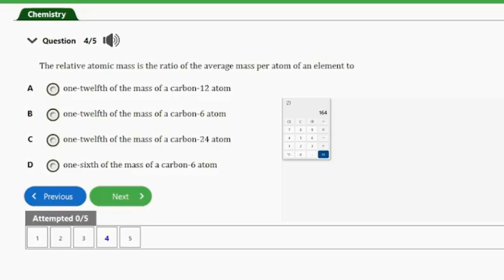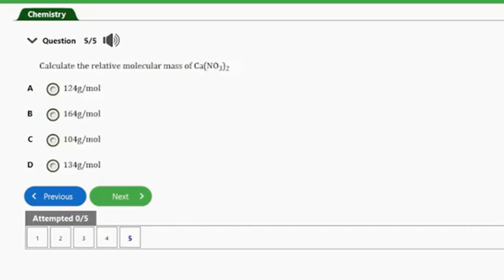The relative atomic mass is actually the ratio of the average mass of an atom of an element to 1/12 of the mass of a carbon-12. That's the answer to this question, and that's option A here. So let's consider the next and last question. That's question number 5. The question says calculate the relative molecular mass of calcium trioxonitrate.